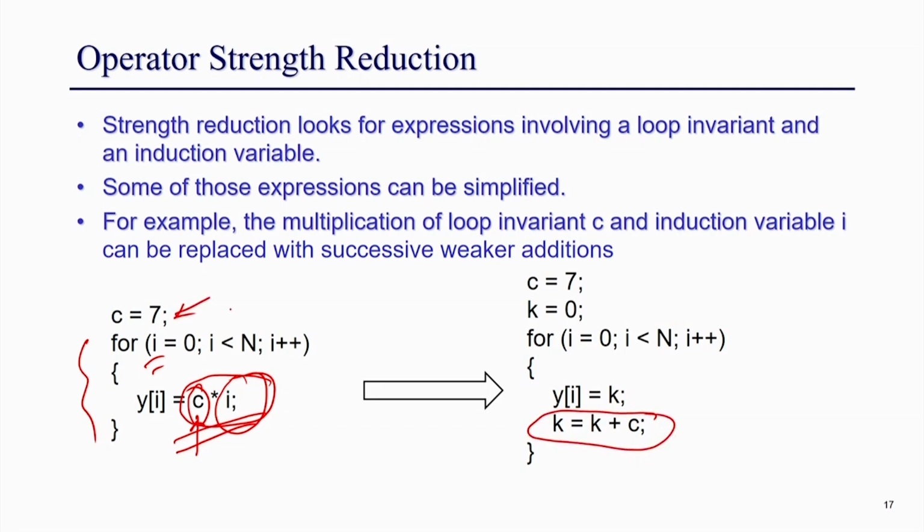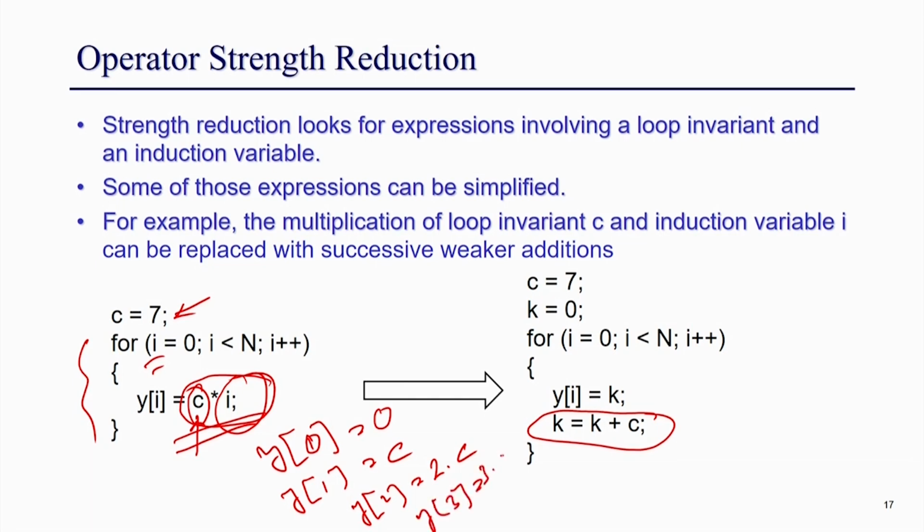So, what is happening here, you can see. C is initially 7. For I equal to 0, y 0 is 0. Then y 1 is basically C, right. Now, for I equal to 1, 1 into C is C, then y 2 is 2 into C, y 3 is 3 into C, and so on. So, this is what is happening. Now you can see these successive expressions.